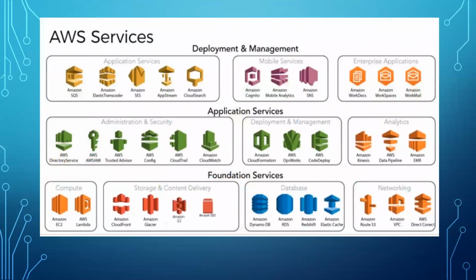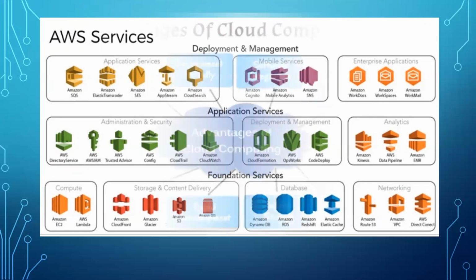And the next one is AWS. AWS stands for Amazon Web Services. It is one of the oldest service providers. It is the first one to start cloud computing worldwide. It provides services such as deployment and management, which include Amazon CloudSearch, Amazon CodeDeploy, and Amazon SNS. It also provides application services, which are AWS Directory Service, AWS Config, AWS CloudTrail, and the foundation services are Amazon DynamoDB, Amazon RDS, and different types.